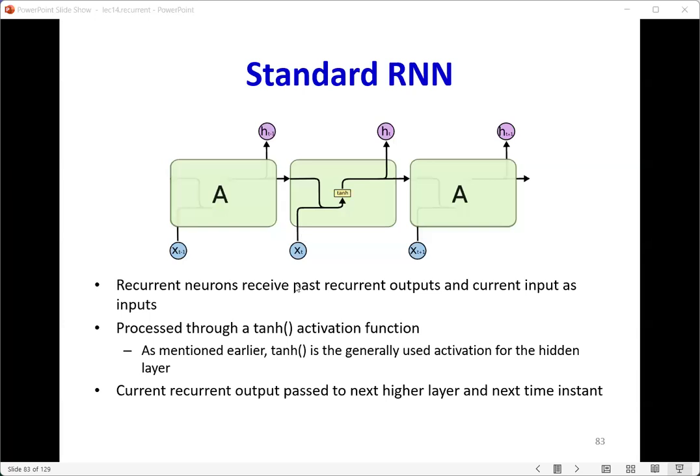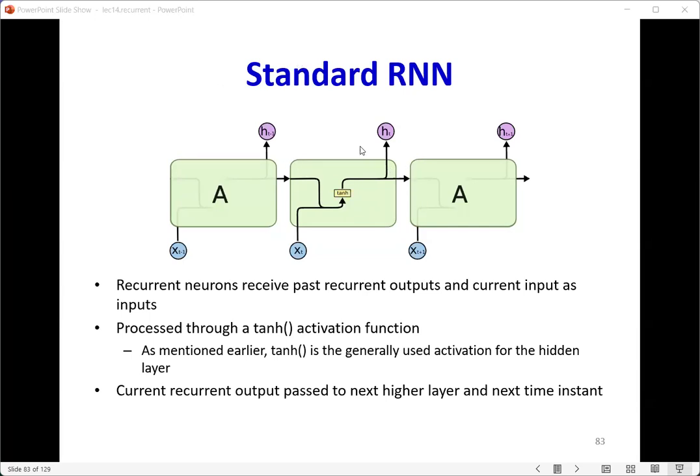Now, here's your standard recurrent neural network. You have the input and the hidden state at the previous time. These are combined and analyzed by an activation. Typically, we use a tanh because a tanh remembers things for the longest time. And the output of this is passed on to the hidden layer the next time and also deeper into the network. This is the standard recurrent network.